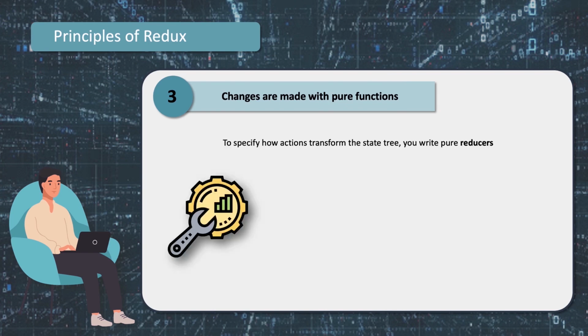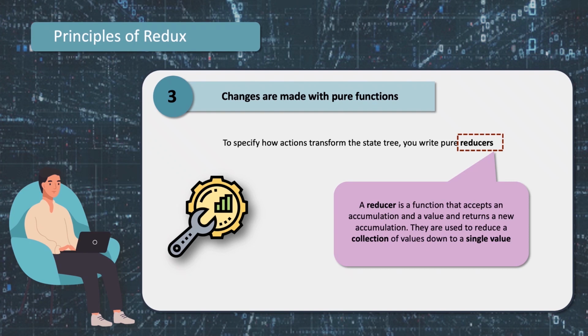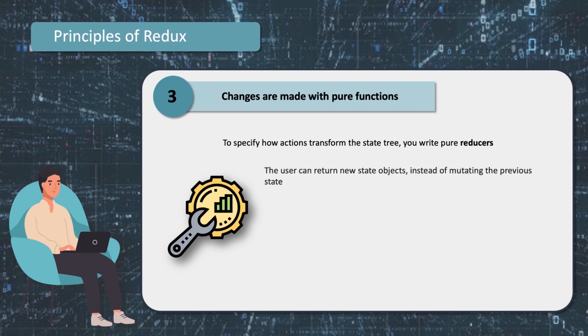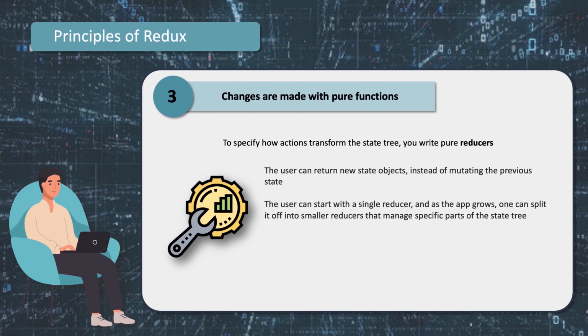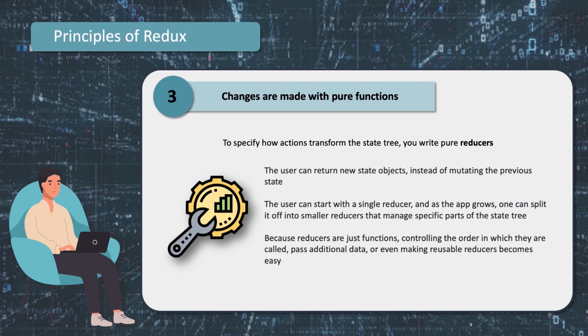And so what do we mean by this? We can take actions and transform the state tree with pure reducers. And we'll go into a demo later on to show you this. But a reducer is essentially a function that accepts an accumulation value, and then returns that as a new accumulation. And this allows you to have a single source of truth value. The user can return the new state objects instead of mutating a previous state. The user can start with a single reducer, and as the app grows, it can split off into smaller reducers. And then finally, the reducers just become functions.